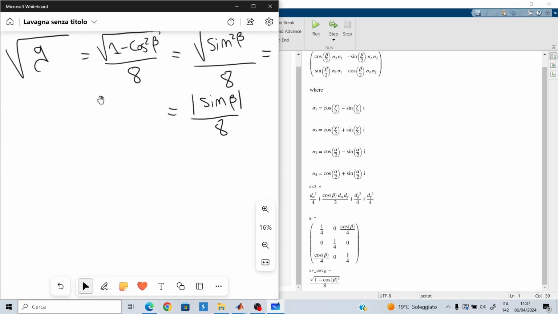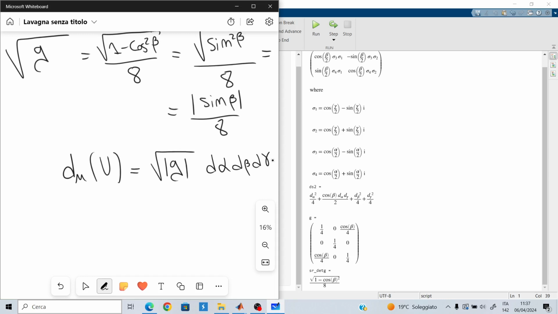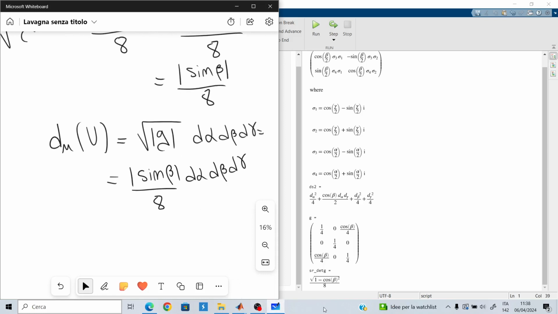And this means that we can define our invariant measure d mu u. This is equal to the square root of, in general, we have the absolute value of g, and then we have d3x. In our case, d3x is equal to d alpha, d beta, and d gamma. So we get the absolute value of sine beta over 8, d alpha, d beta, and d gamma. Now, if beta is an angle that goes from 0 to pi, sine beta is positive, and therefore you can remove the absolute value. And that's it. That's how you define the invariant volume element in SU2.